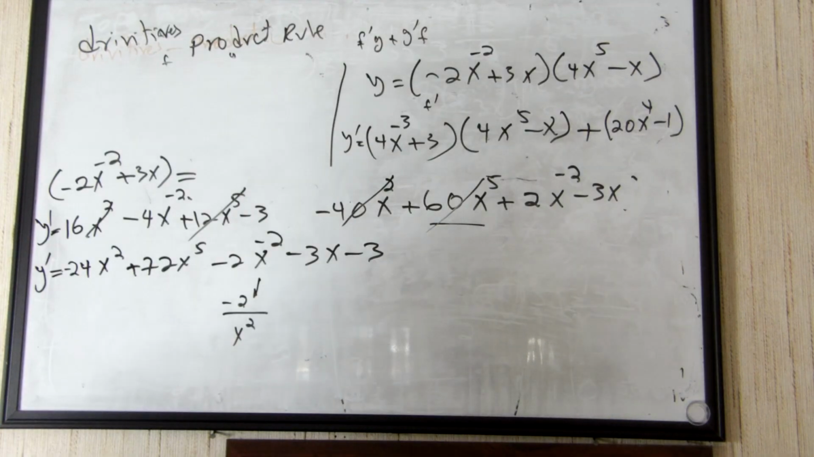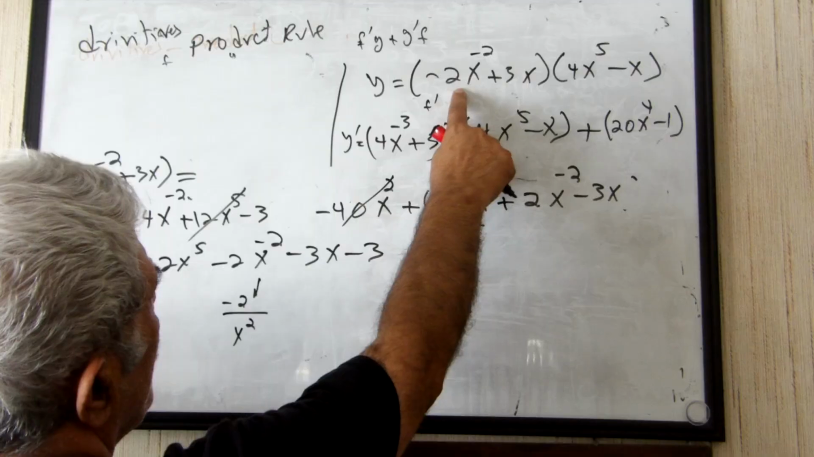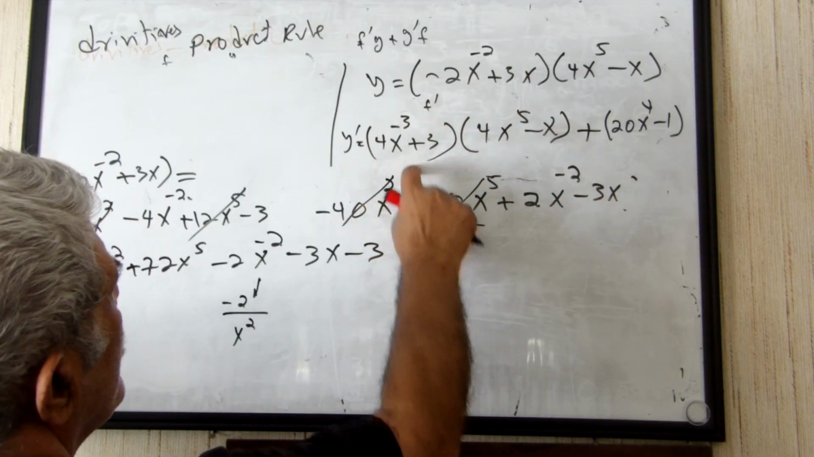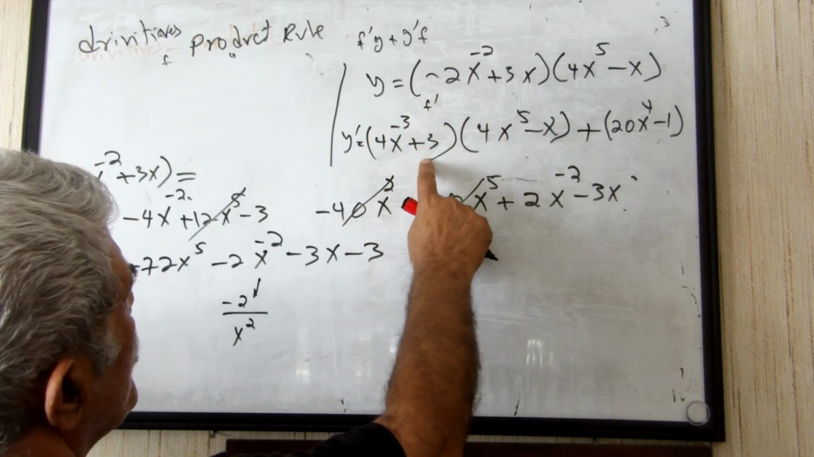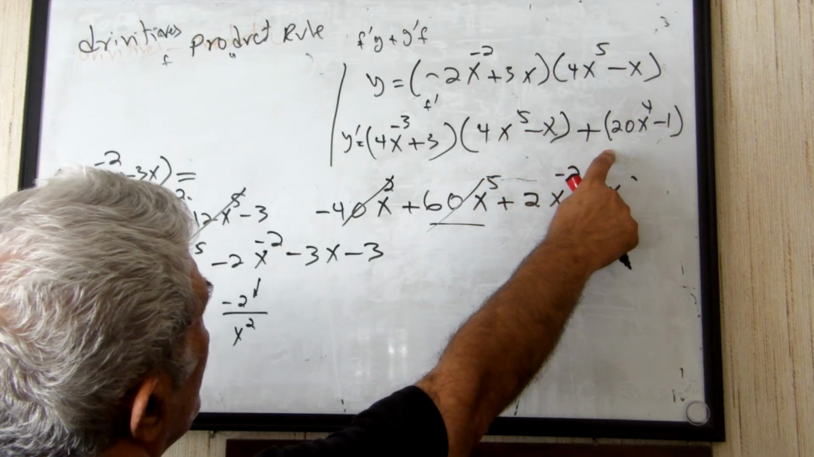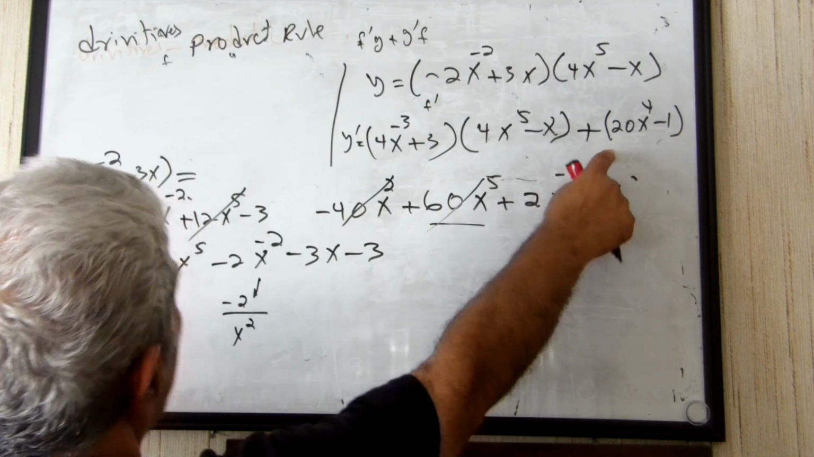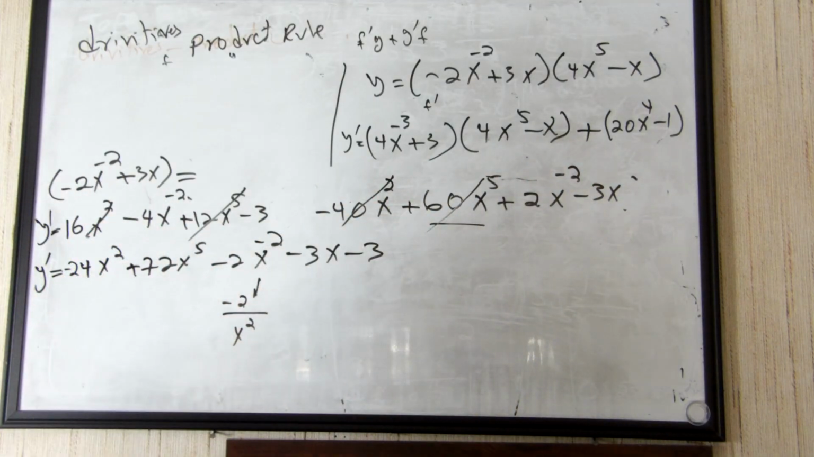Now we check. Minus 2 times, see, the derivative of this one is going to be plus 4x to the power of minus 3. Plus 3x times this one, the whole thing, and then the derivative of this one is going to be 20x to the power of 4 minus 1 times minus 2x to the power of 2 plus 3. Okay, now we are going to check the multiplication.